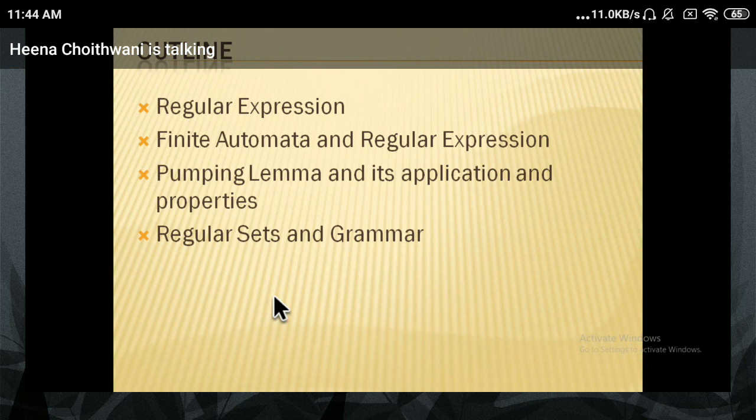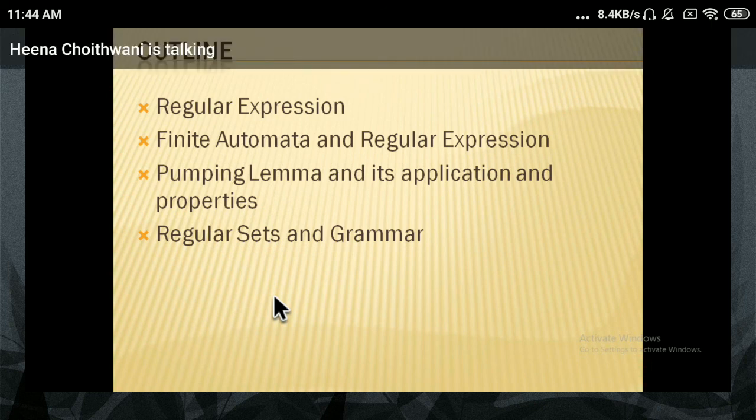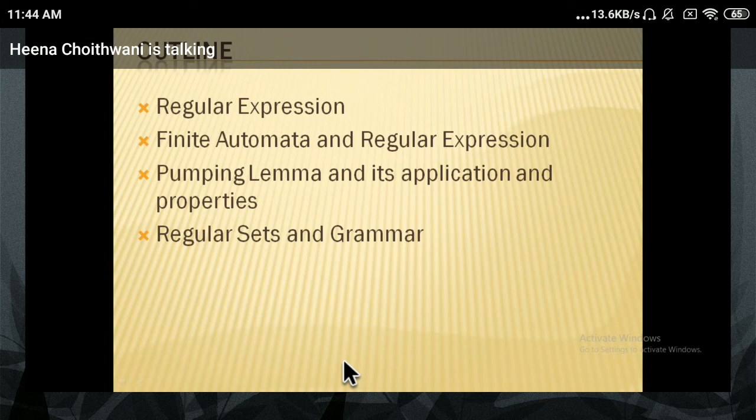What do you mean by an expression? Yes, I'm expecting the answers. What do you mean by an expression? Can we say a plus b plus c is an expression?